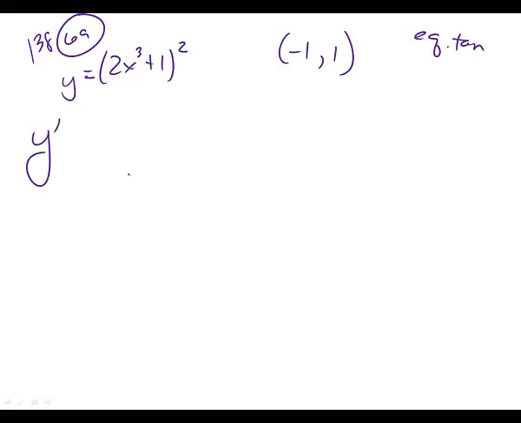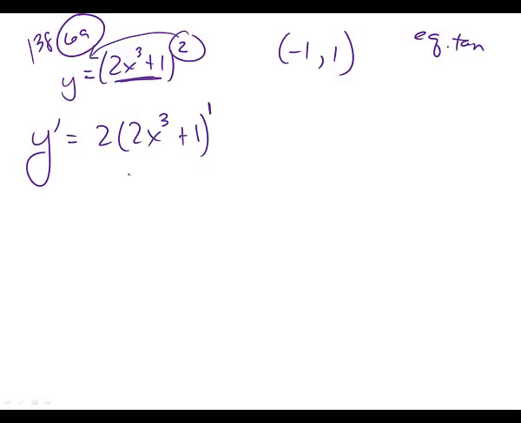Okay, so we need to find the equation of the tangent line to the graph at the given point. We've got y equals (2x cubed plus 1) squared at the point (negative 1, 1). So what do I have to do to get the equation of the tangent line? Derivative gives us the slope. What rule are we going to need here? Chain rule. So we're going to take this 2, move it to the front. So 2 times (2x cubed plus 1) to the first. And then the inner function, what's the derivative of the inner function?